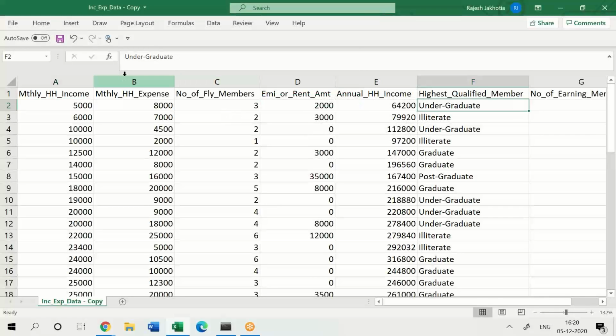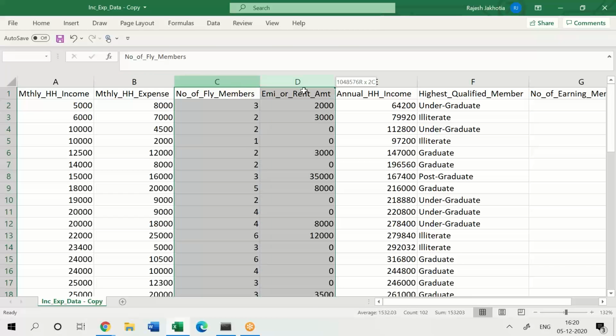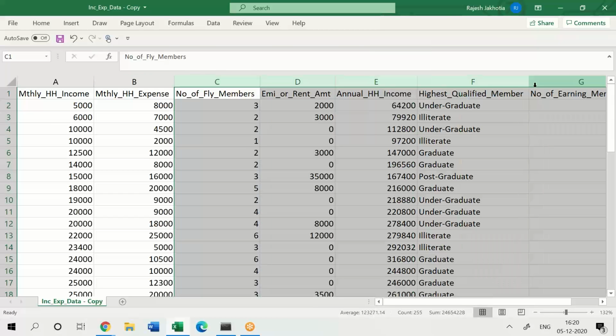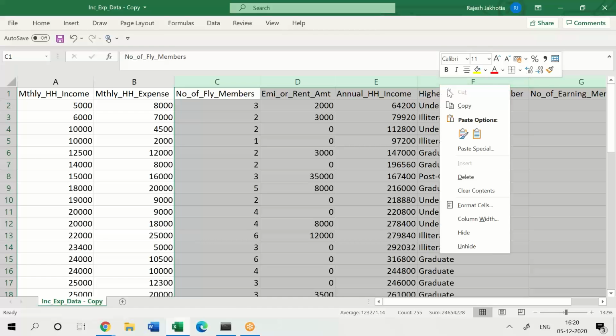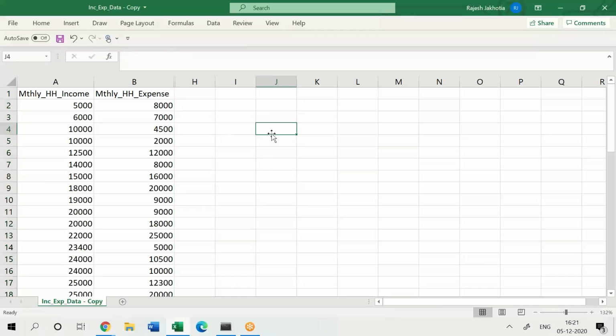Here I have opened the income expense data.csv. You can see I already made a copy of it because we are going to work on it. I don't require these C, D, E, F, G columns. The other columns which have data, I require only the first two columns because we are building a simple linear regression. So I just hide them.